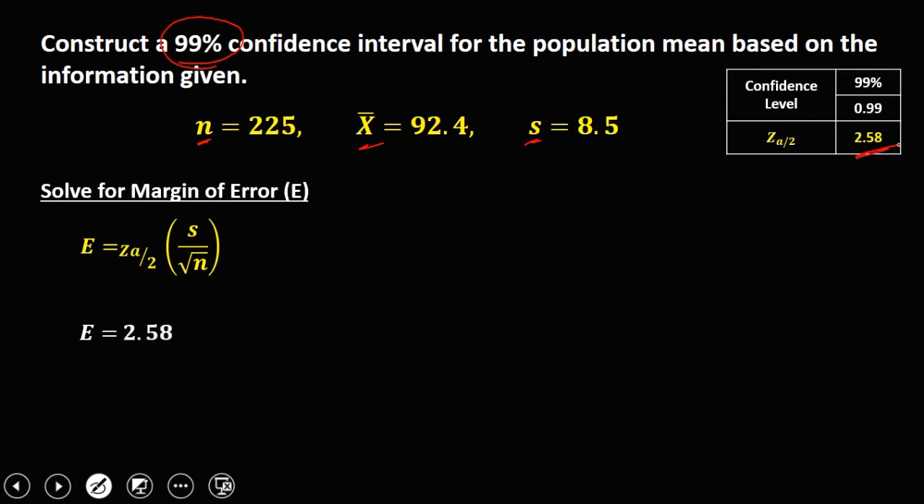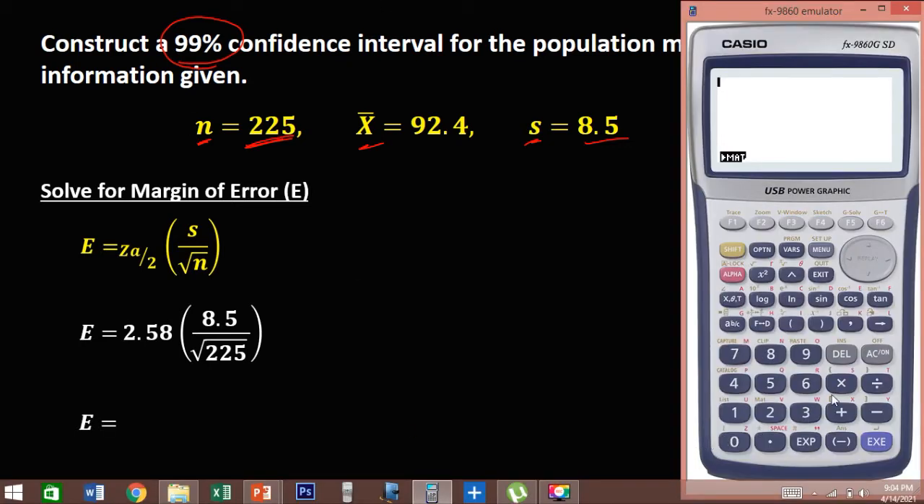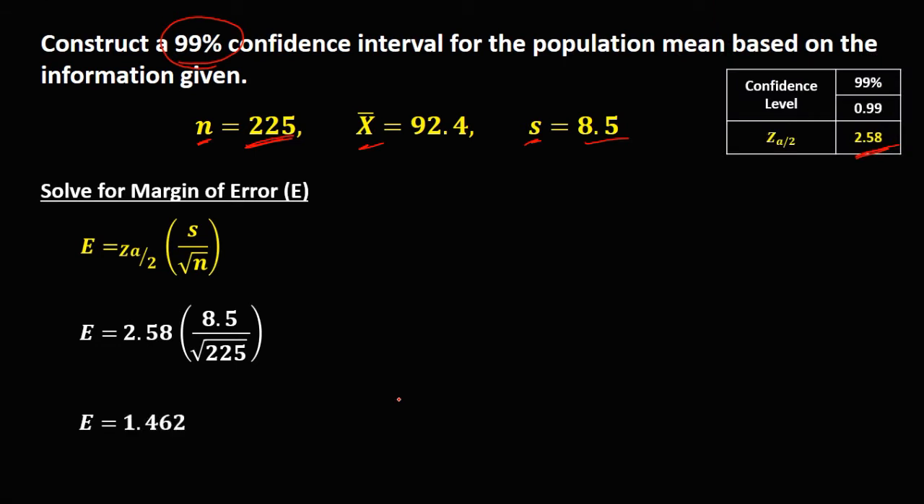So we have 2.58 times the standard deviation, that's 8.5, divided by the square root of the sample size, that's 225. To solve for the margin of error using the calculator, 8.5 divided by the square root of 225, then equals, times 2.58, so that's 1.462. So this is the margin of error.